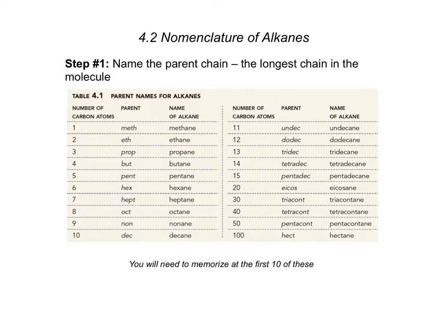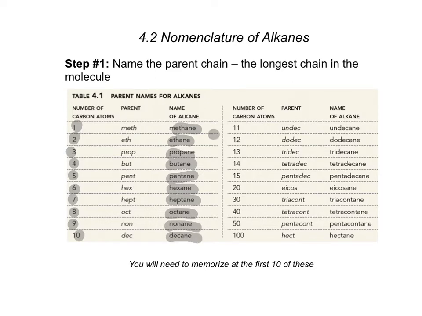So if our parent chain had only 1 carbon atom, then it would be called methane, right? If we have 2 carbon atoms, it's called ethane. 3 is propane. 4 is butane. 5 is pentane. 6 is hexane. 7 is heptane. 8 is octane. 9 is nonane. 10 is decane.